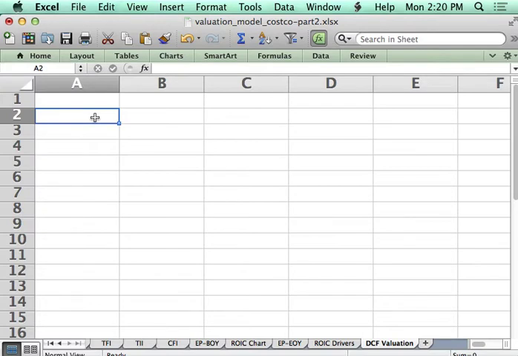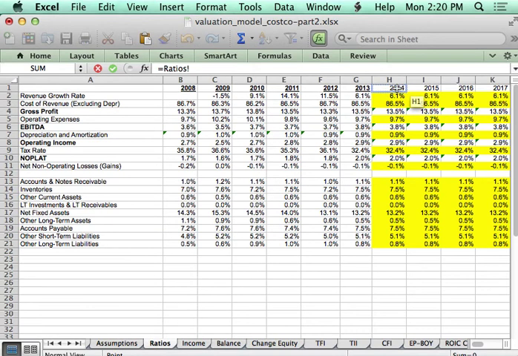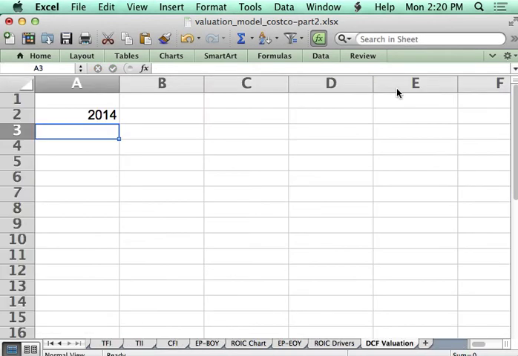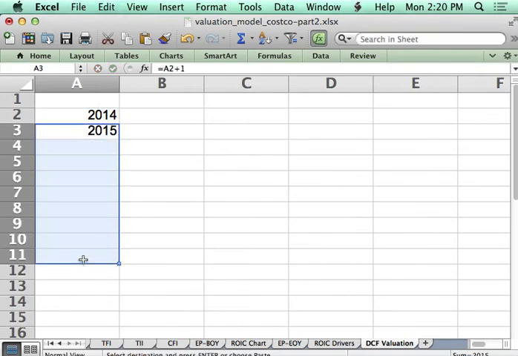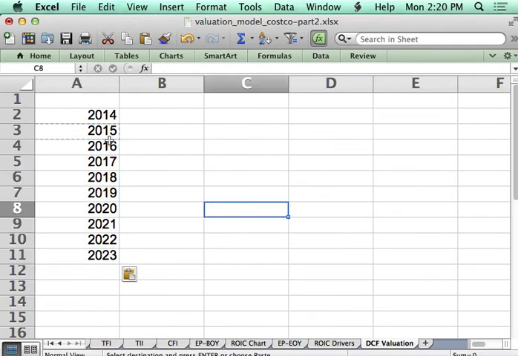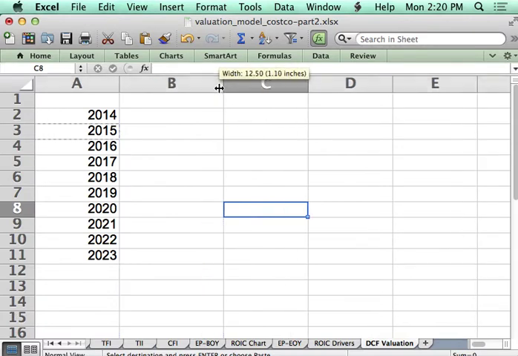I'm going to refer to the first forward year of our forecast. So in this case, equals, and I'll pull it off of the Ratios tab. Our first forecast year was 2014. Relative reference: equals previous year plus 1. And just copy that down 10 years to 2023. Again, don't hard code these numbers, because you want to use this as a reusable model, particularly for your group projects.